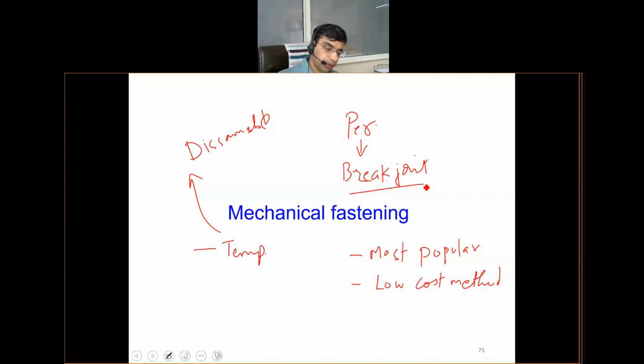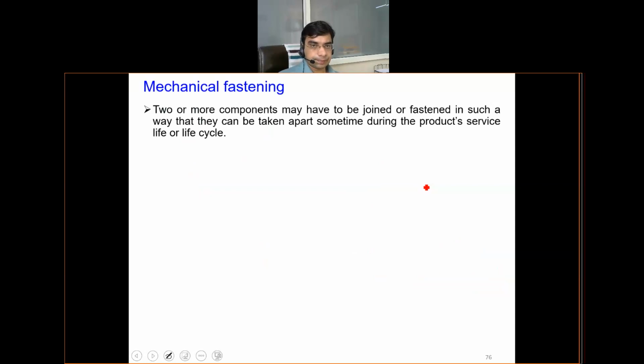Now, we cannot say that permanent joining is always good or temporary joining is not good. There are situations where we need temporary joints. There are situations where we need permanent joints. So now we will see in which situations these temporary joints created by mechanical fasteners are more popular. The most important aspect of temporary joining is that mechanical fastening provides the ability to take apart the parts for some time during the product service life.